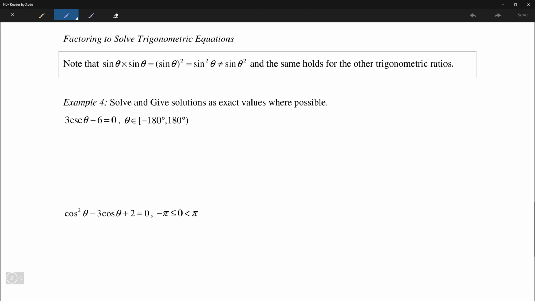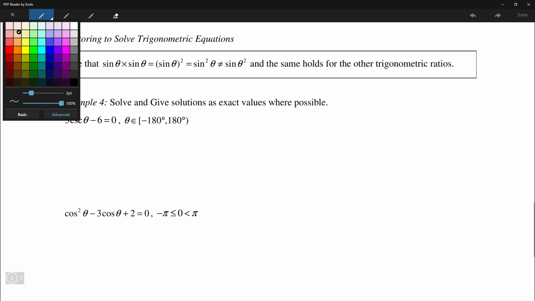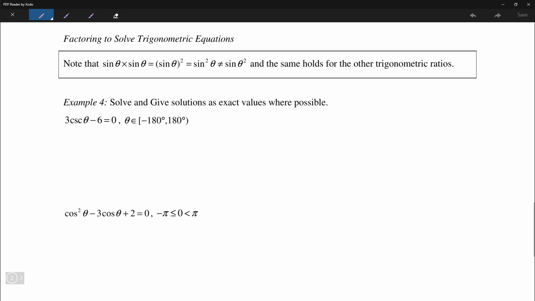Let's start with this one here. So we can start with moving the 6 to the right-hand side, and then dividing both sides by 3, and then taking the reciprocal of both sides. So we have sine theta is equal to 1/2.